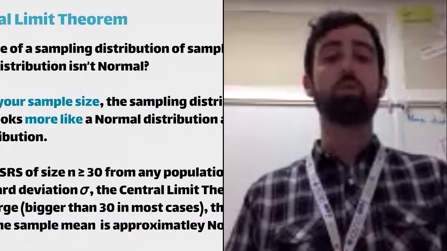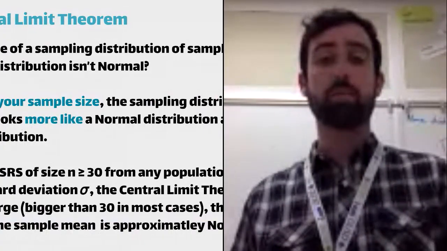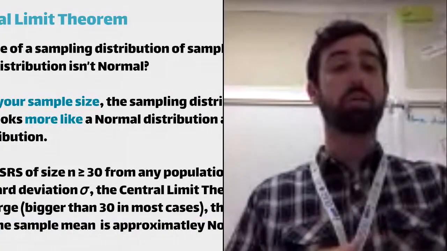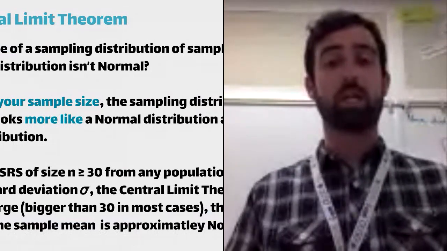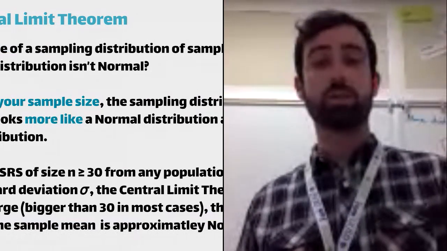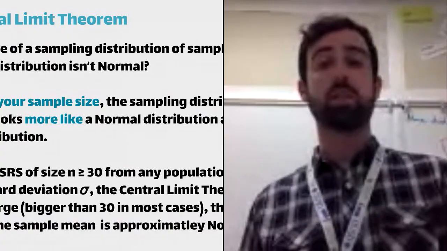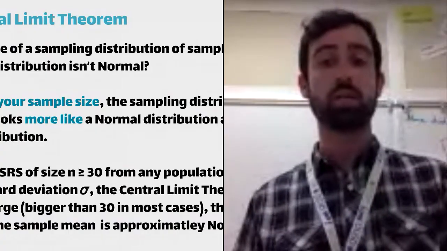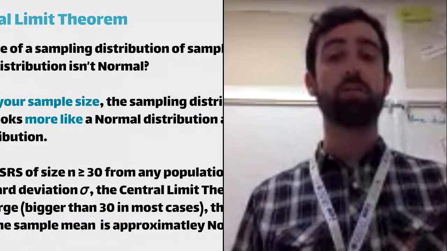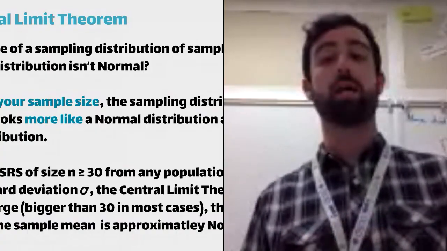And essentially, if you draw a simple random sample of a sample size bigger than 30 from any population with an average and a standard deviation, the central limit theorem says that when n is large, and they say 30, so as long as n is bigger than 30, the sampling distribution of sample means is approximately normal.